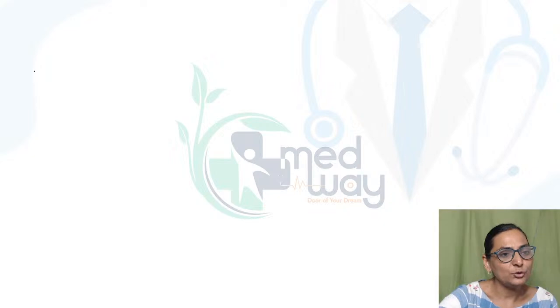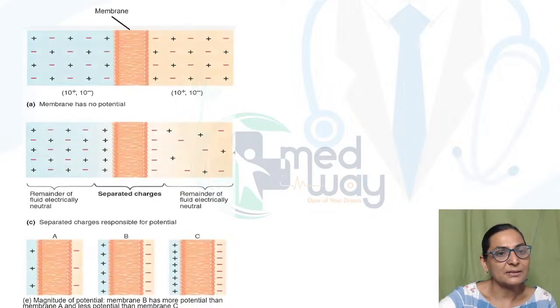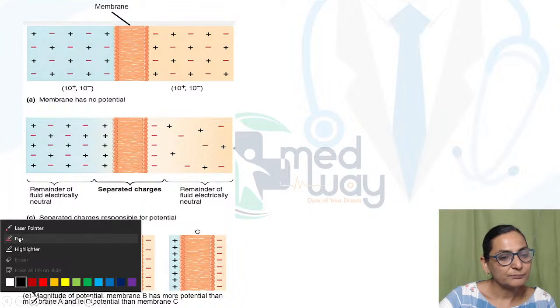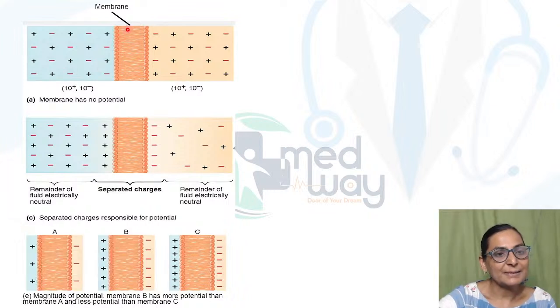So basically you must understand this first. Now suppose this is a semi-permeable membrane which is separating two compartments, right?